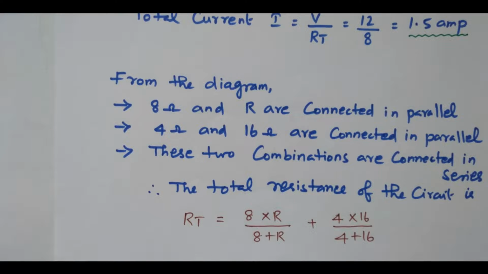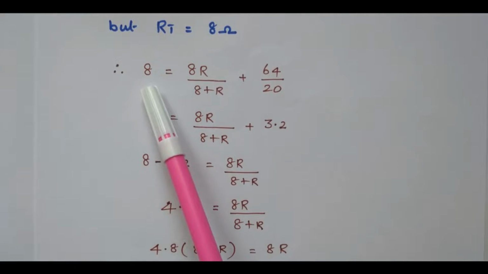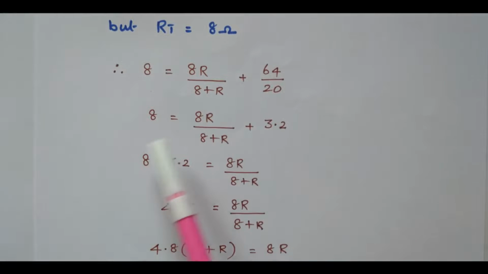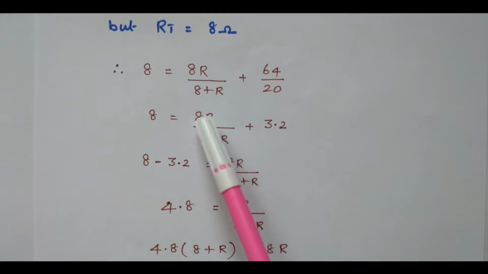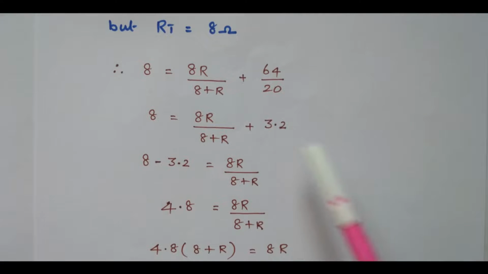Now we'll go for the simplification. Substitute RT equal to 8 ohm. So 8 equal to 8R divided by 8 plus R, plus 64 divided by 20, which is 3.2. Now bring this 3.2 to the left hand side. So 8 minus 3.2, because plus 3.2 becomes minus 3.2, equal to 8R divided by 8 plus R. 8 minus 3.2 is 4.8, that is equal to 8R divided by 8 plus R.